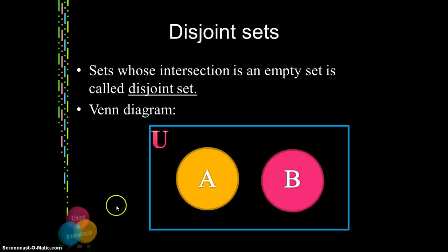Let's have this special set, a disjoint set. We can say that sets are disjoint if their intersection is an empty set, meaning they don't have any elements in common. So the Venn diagram shows here that they are not overlapping. They are disjoint sets.